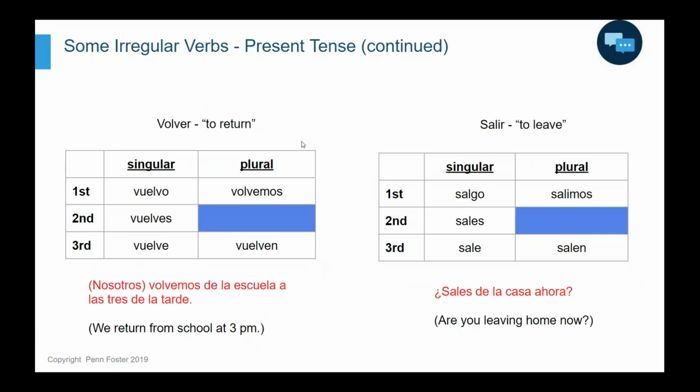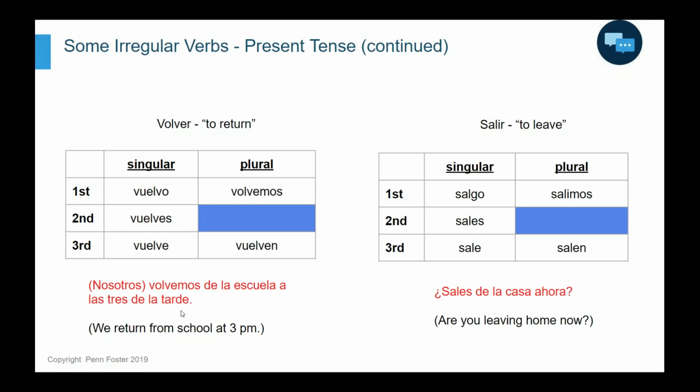A couple more. Next is volver. This means to return. See the full verb forms. Conjugate it once again. Our sentence, volvemos de la escuela a las 3 de la tarde. We return from school at 3 p.m.